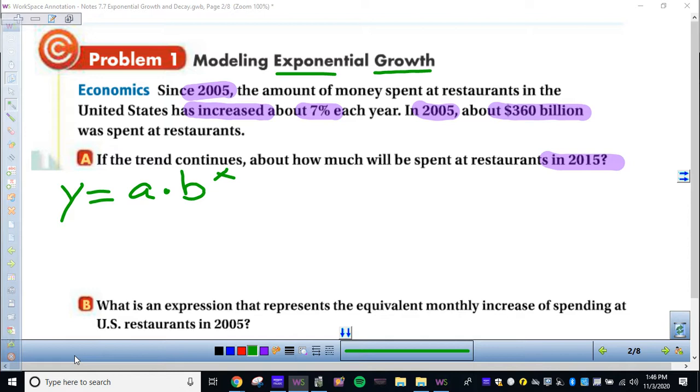We're ready. So, A is the amount we started with. In this problem, it's going to be $360 billion. So, y equals 360. I'm not going to write all the zeros because it's annoying. And now we need to figure out the either growth or decay factor. We already talked about the fact that this is an increase, so we know it's growth. So, here's the weirdest thing about these problems. The $360 billion represents 100% of money spent right now.